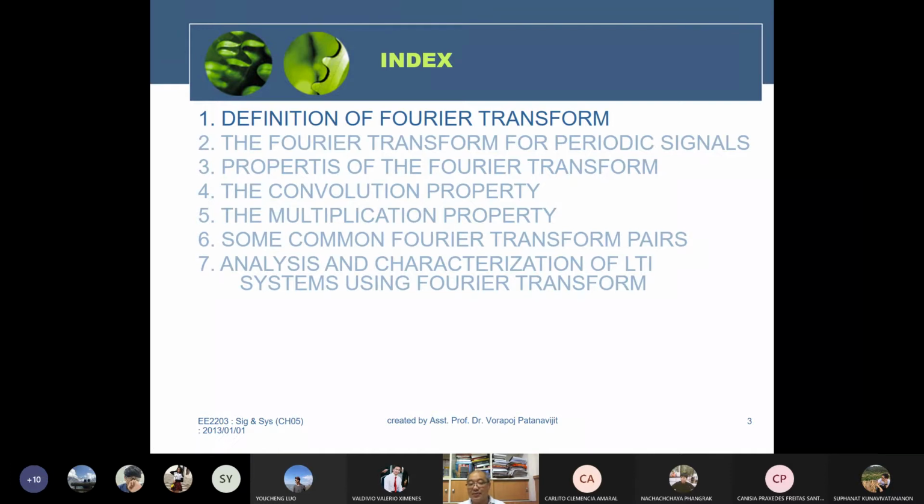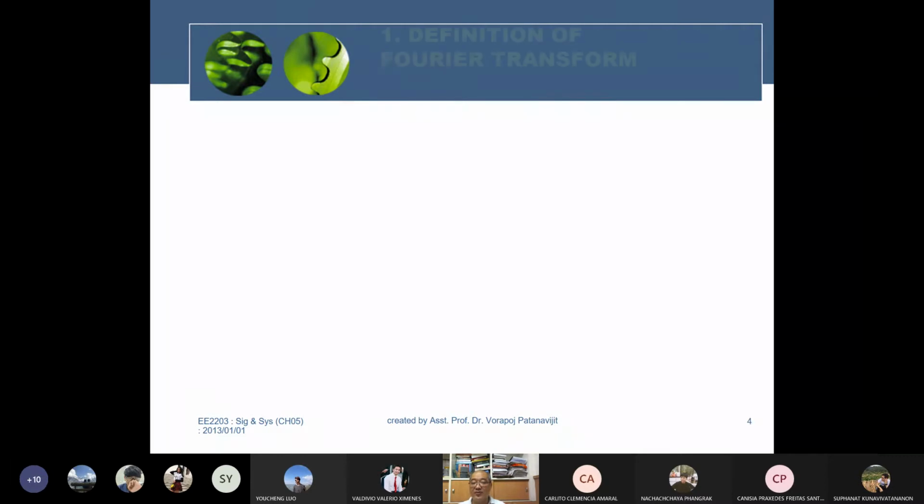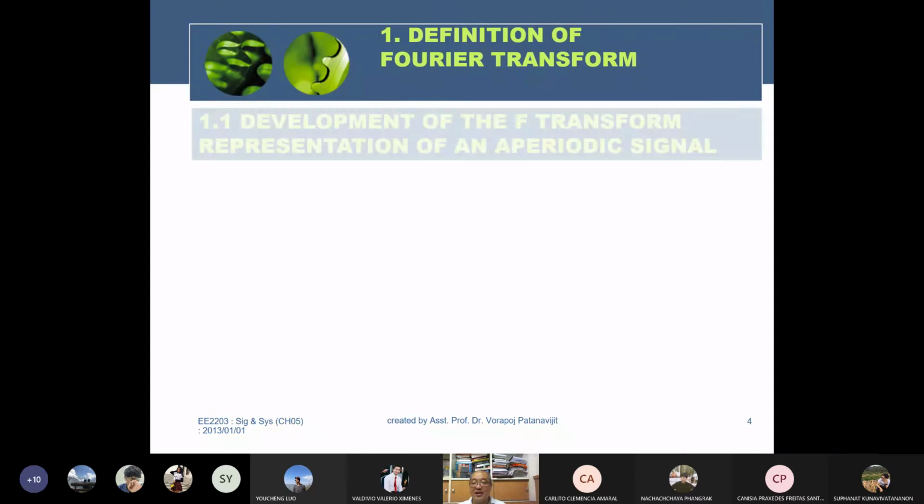Next is the properties of the Fourier transform: the convolution and the multiplication properties, and some common Fourier transform pairs, and then the analysis and classification of LTI systems using the Fourier transform. The definition of the Fourier transform will be presented here.